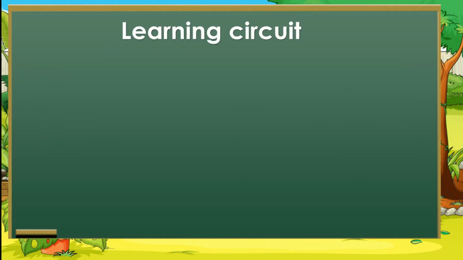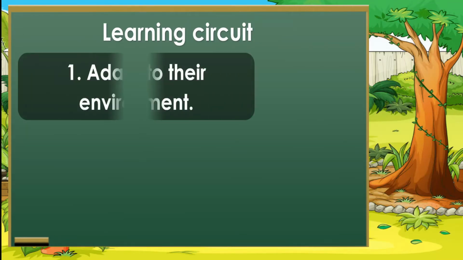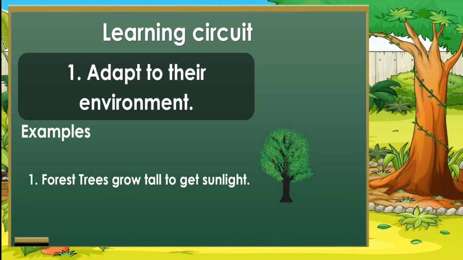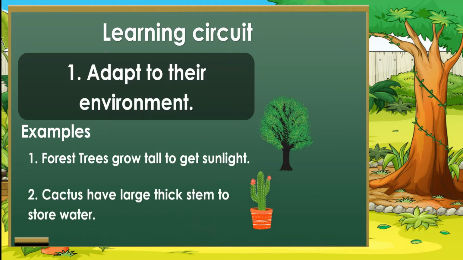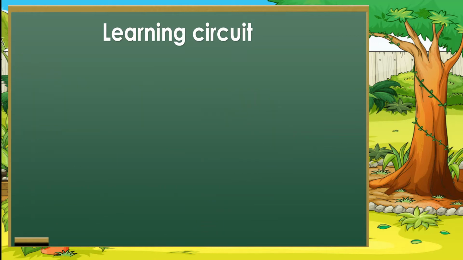Learning circuit. Specialized structures are important to plants in order to adapt to their environment. Plants growing in different places are exposed to varied conditions. Their structures are suited to what they need in that place in order to survive. Examples are: number 1, forest trees grow tall to get sunlight. Number 2, cactus have a large, thick stem to store water.